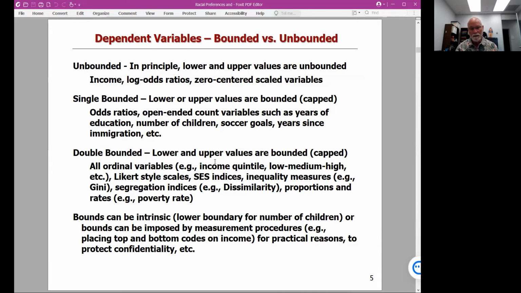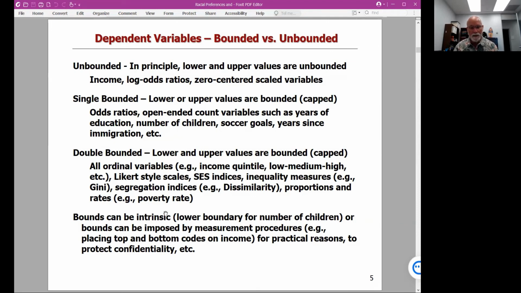A double bounded variable is something like a lot of inequality and segregation scores. They're capped at zero on the bottom and 1 at the top, or maybe they're expressed as 0 and 100 for the bounds. SES scores are bounded, usually 1 to 99. Likert scales, they're bounded 1 to 7, 1 to 9. All of these can be converted into a 0-1 range to make them all similar, but the key thing is they're all bounded.